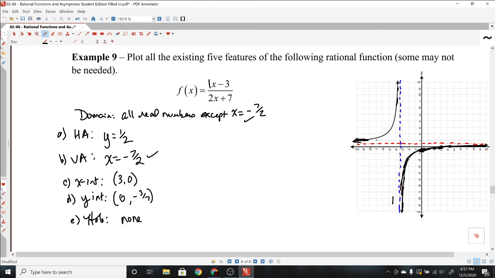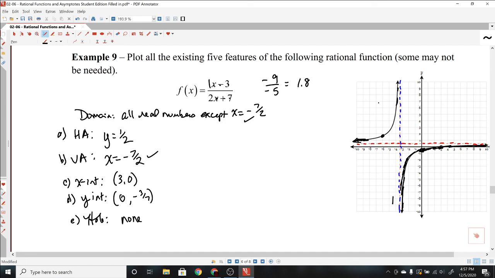Here's the other thing. If you get stuck and you're not sure exactly what it looks like, then take a second and plug in something like -6. -6 minus 3 is -9. 2 times -6 is -12, plus 7 is -5. -9 over -5 is 1.8. So (-6, 1.8). And if you plot a point or two or three, you very quickly get the shape of the graph.